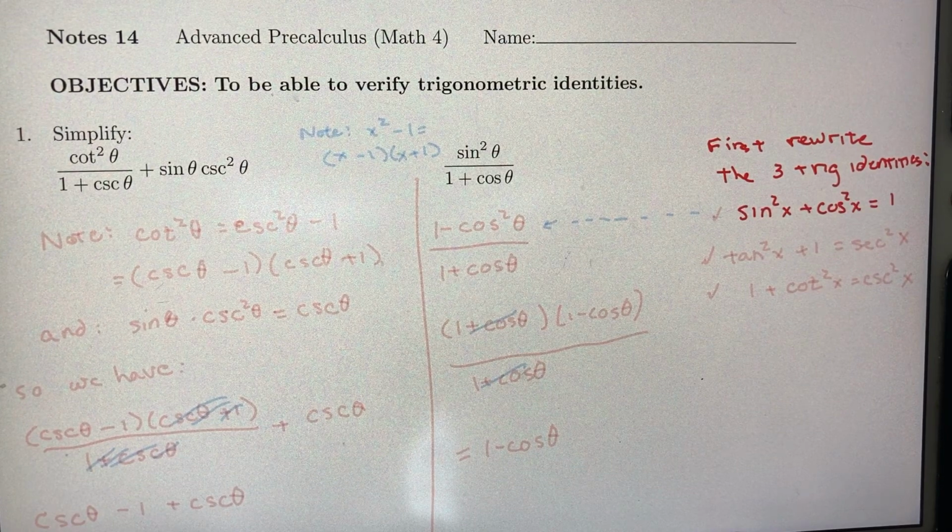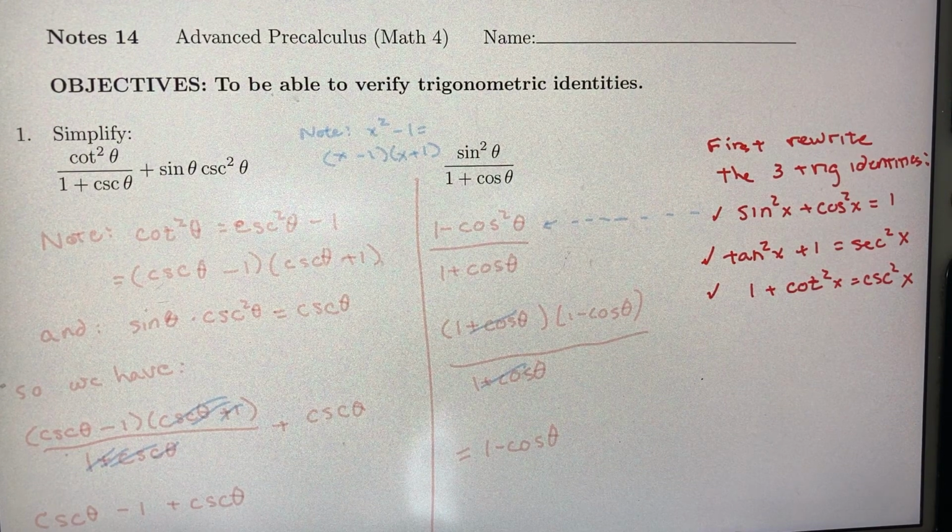Now, you may have noticed we use x, we use theta, we sometimes use t, we use other things. Sine squared plus cosine squared is 1. If you divide everything by cosine squared, you get tan squared plus 1 is secant squared. And if you divide everything by sine squared instead, you have 1 plus cotangent squared is cosecant squared. You will need to know these, yes. Those three are very important, very useful.